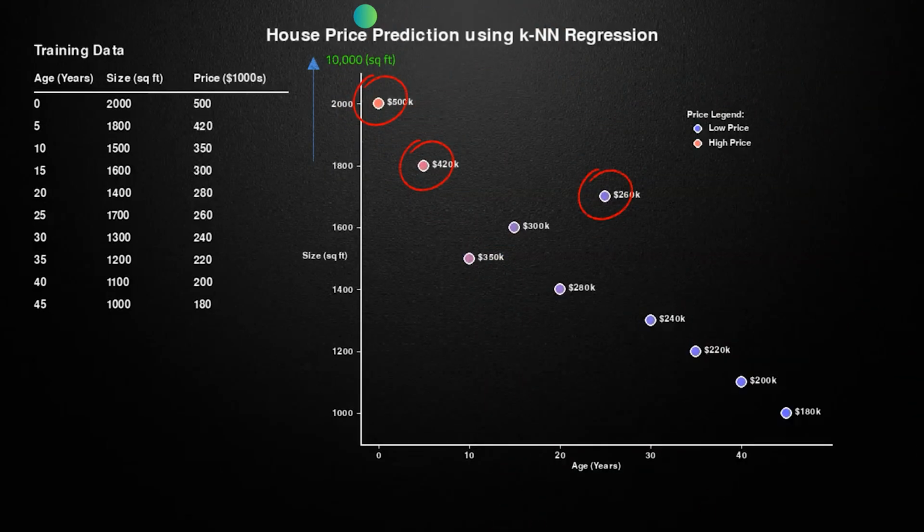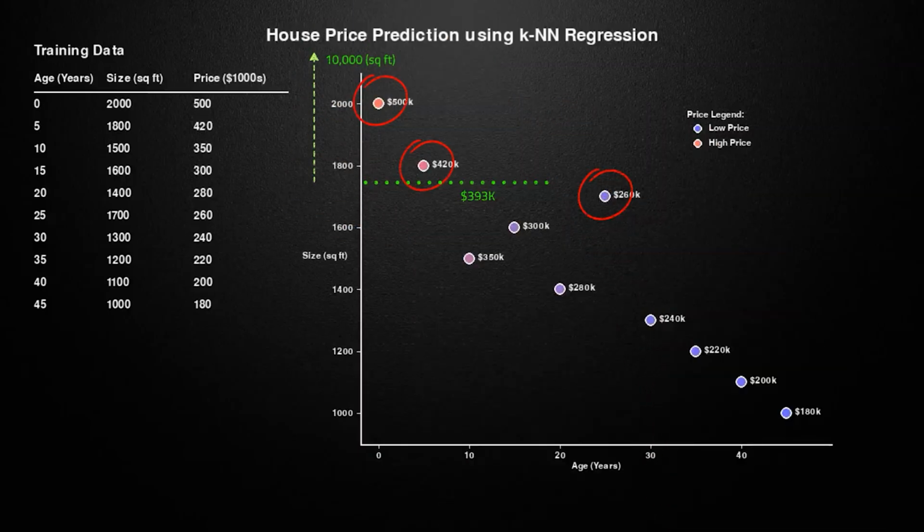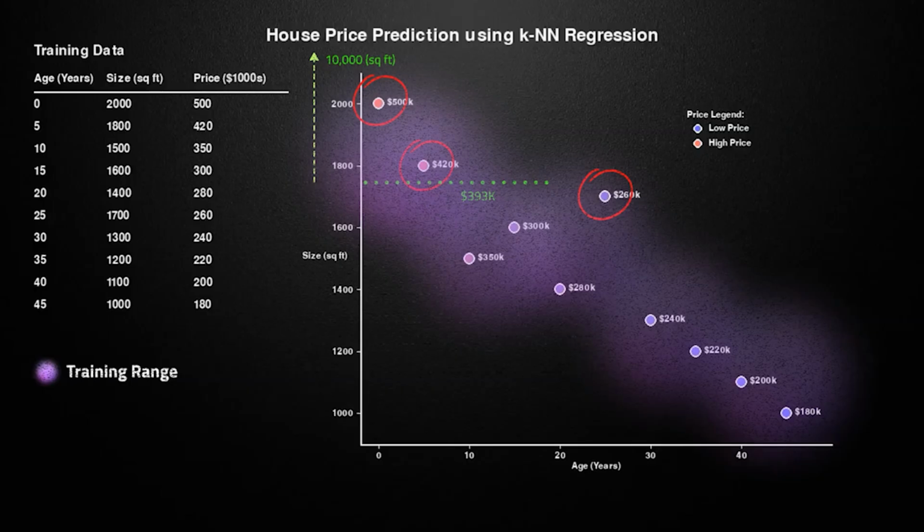In this case, the closest neighbors are still small compared to a 10,000 square feet, like 2,000, 1,800, 1,700 square feet, etc. KNN then averages their prices around $500,000, $420,000, and $260,000. That gives a prediction of about $393,000. But think about it. A 10,000 square feet mansion priced the same as a modest 1,800 square feet house. That's clearly unrealistic. This happens because KNN is interpolative. It fills in the blanks between known data points.